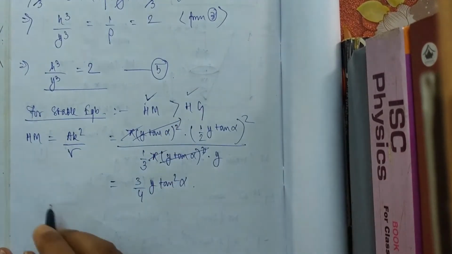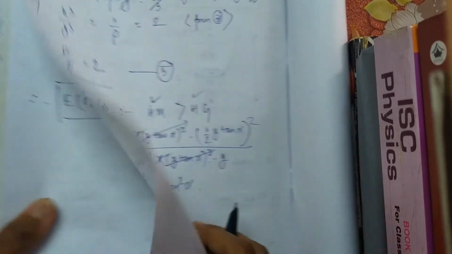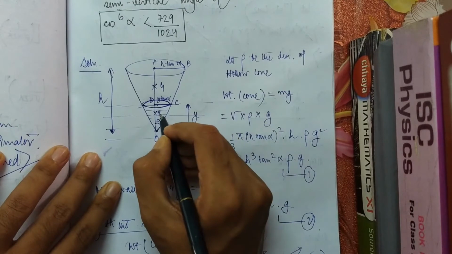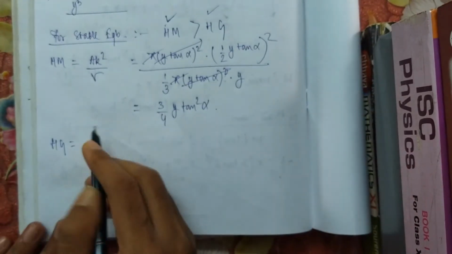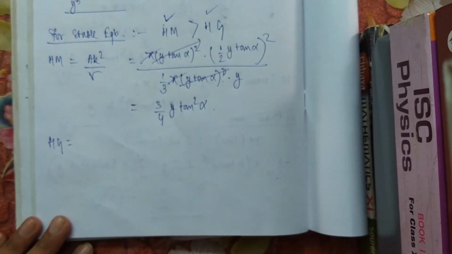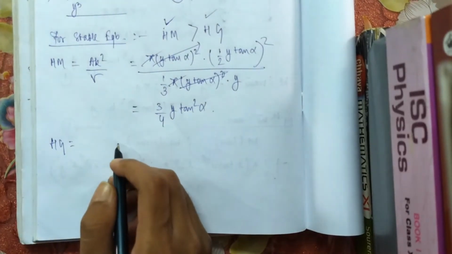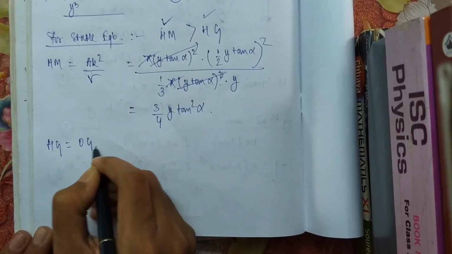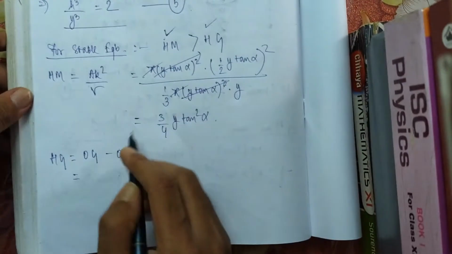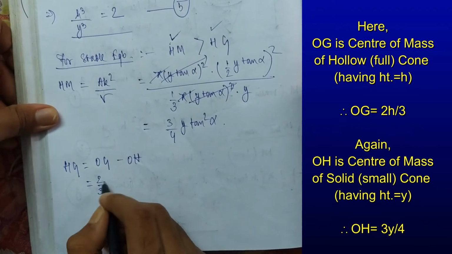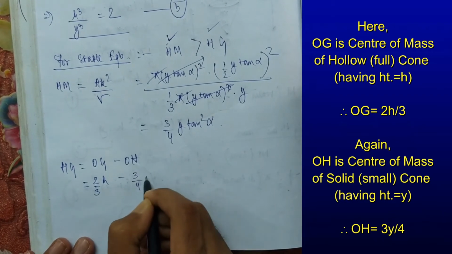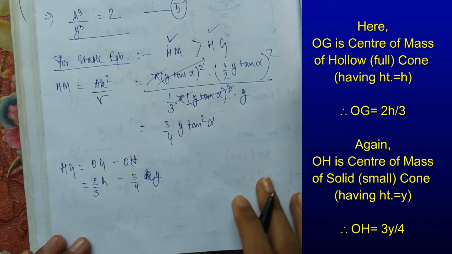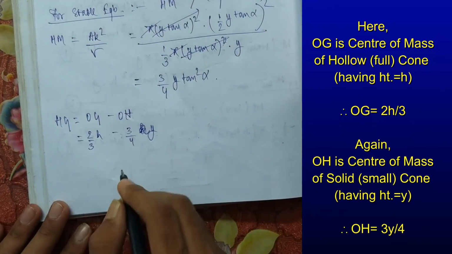Now we need to find BG. As per the diagram, this is B, this is G, so this distance we need to find. This will obviously be OG minus OB. Therefore BG equals OG minus OB. We have OG equal to 2 by 3 h, since this is of the hollow cone, and OB, since this is a part of the solid cone, we have 3 by 4 h, or sorry, 3 by 4 y, because the height was y in the case of the solid cone. So we have got BG.